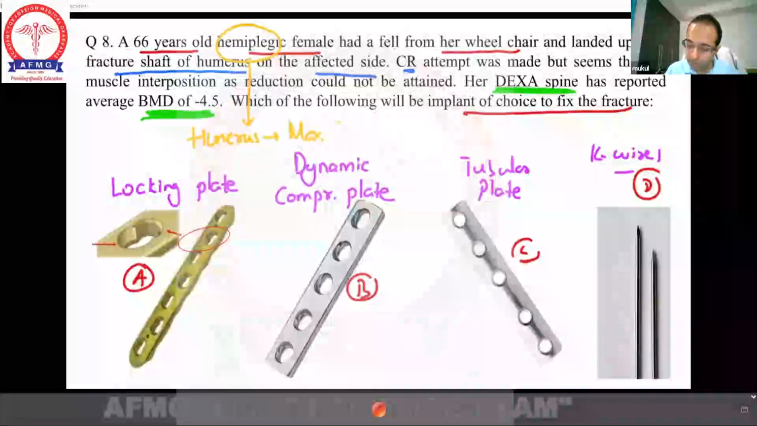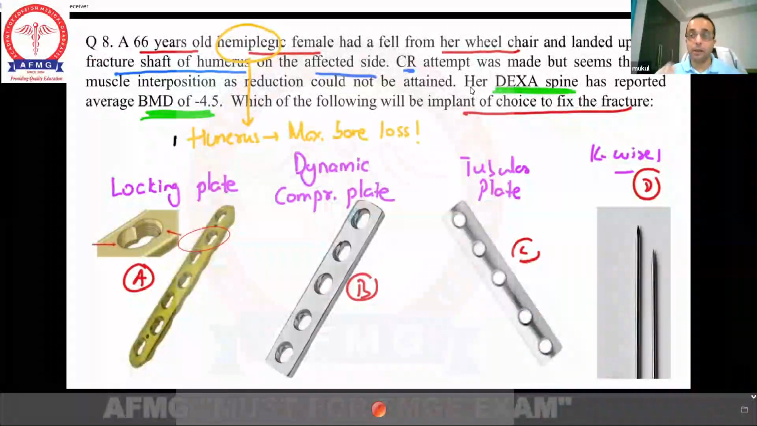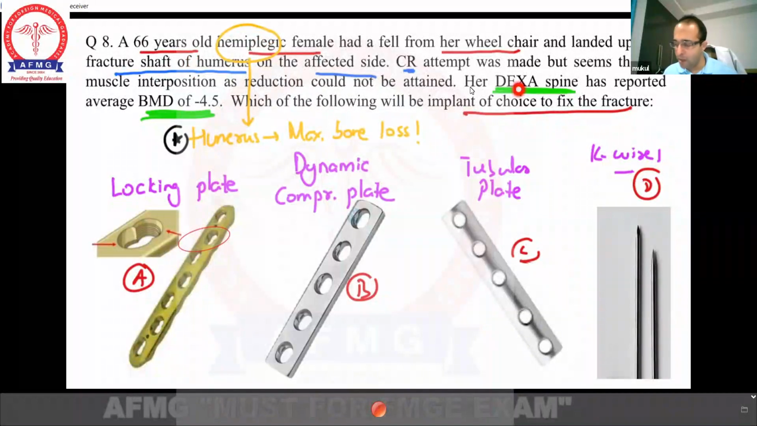Maximum bone loss? This question was there in the AIIMS paper last year: which bone sustains maximum bone loss in hemiplegics? The answer was humerus. So here that hemiplegic is blended up with the fracture of the shaft of the humerus, and the DEXA says osteoporosis.